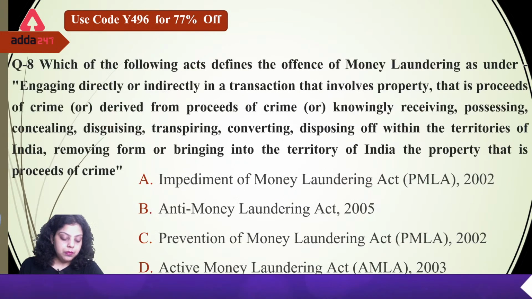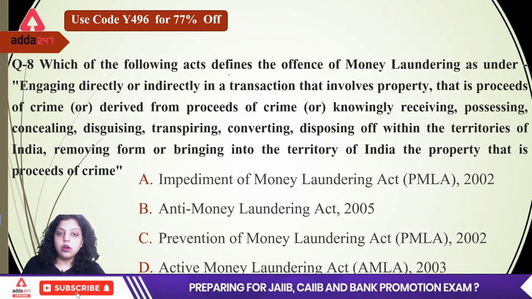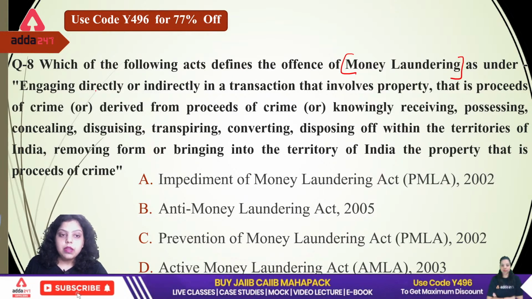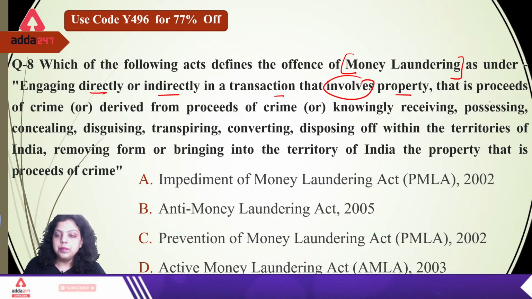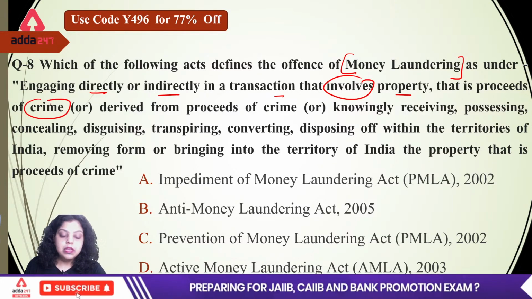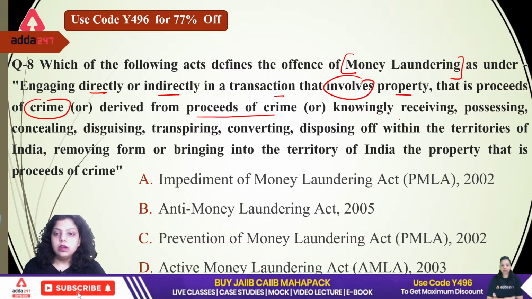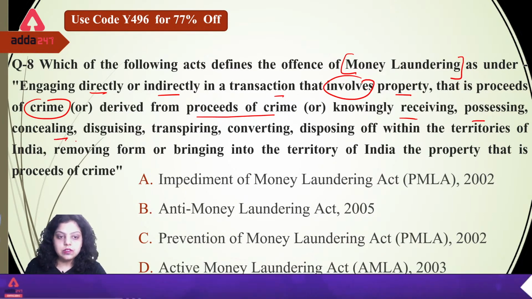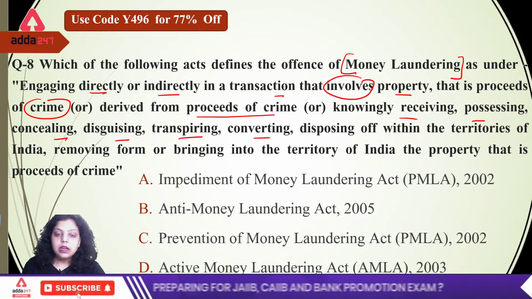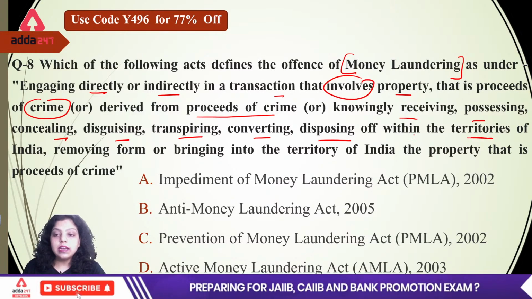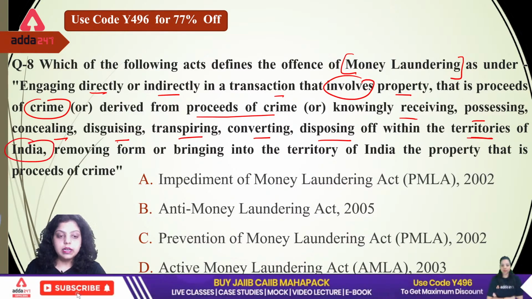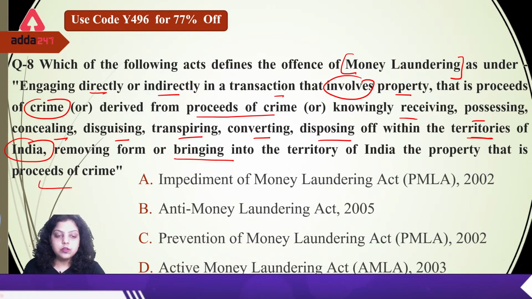Next, the question is asking which of the following acts define the offense of money laundering: engaging directly or indirectly in a transaction that involves property that is proceeds of crime. The second says or derived from the proceeds of crime, or knowingly receiving, possessing, concealing, disposing of, transferring, converting within the territories of India, removing from or bringing into the territory of India the property that is proceeds of crime.